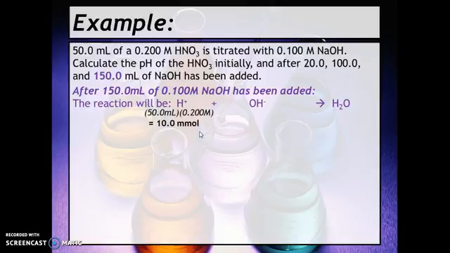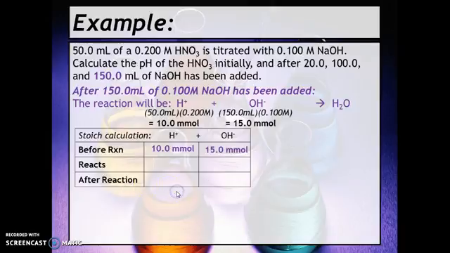Do the same exact thing, but the only thing that changes here is now my limiting reactant is my H+. It's all been used up. I'm going to plug it in here, subtract my 10, and now I have an excess of base. So this excess of base will swing my pH over so that my pH is now on the basic side.